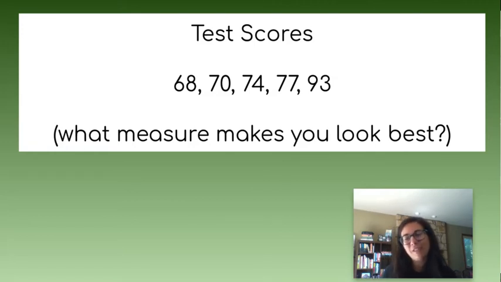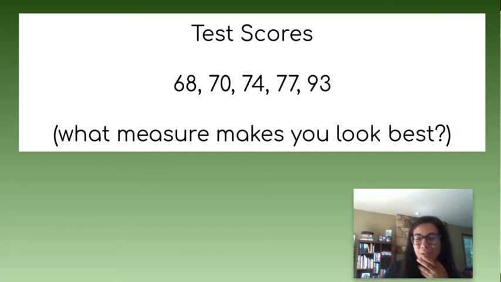So you could first see, okay, at a glance, there are 5 elements in this data set and they're in order numerically. So that's good. So the median is 74. And then, all right, fine. So 68 plus 70 plus 74 plus 77 plus 93. We're going to divide that by 5.